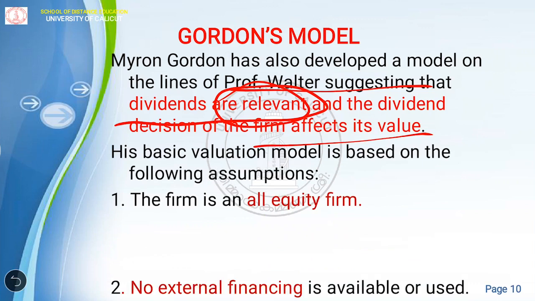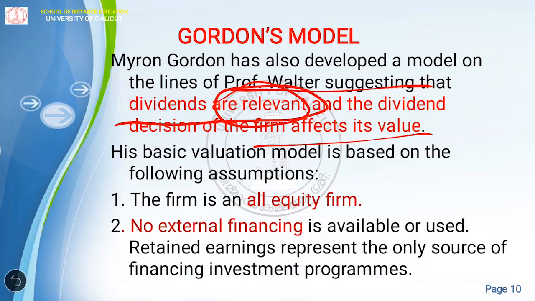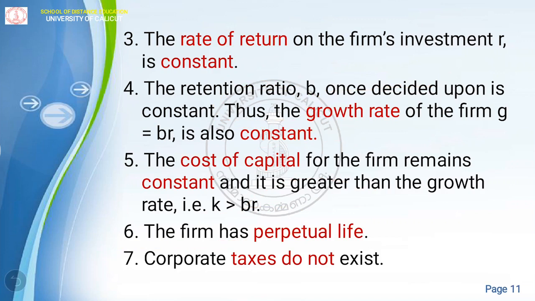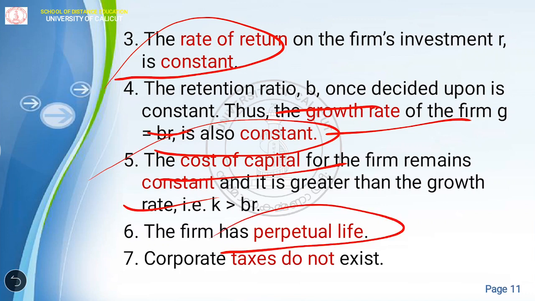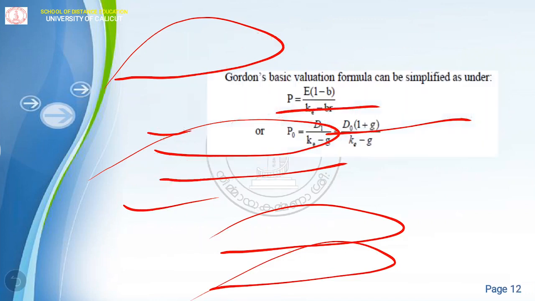So his basic assumptions are the firm is an all equity firm. That means no external financing is there. Then the rate of return of the firm's investment, that means R, is constant. Then the retention ratio B, once decided upon, must be constant. That's the growth rate of the firm G also constant. The cost of capital of the firm remains constant. The firm has perpetual life, that is long life. Then corporate tax does not exist. These are the basic assumptions.